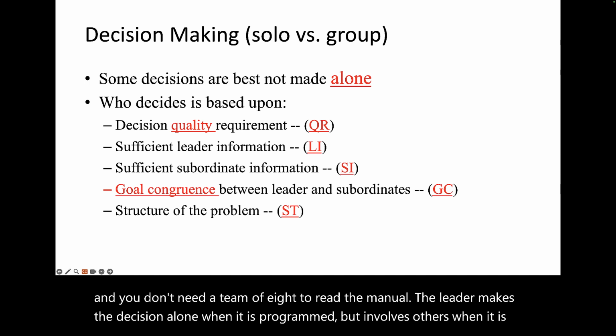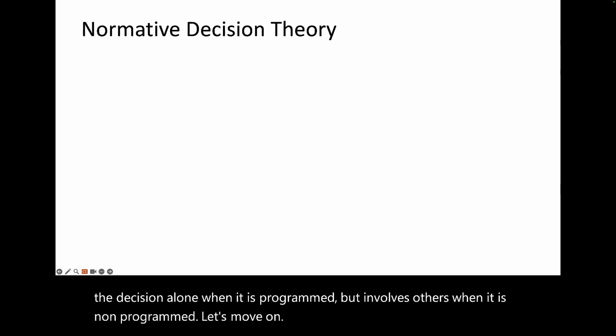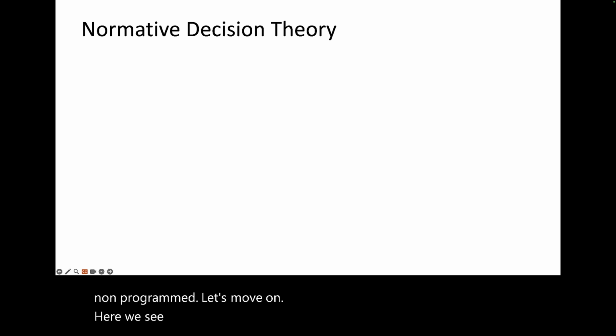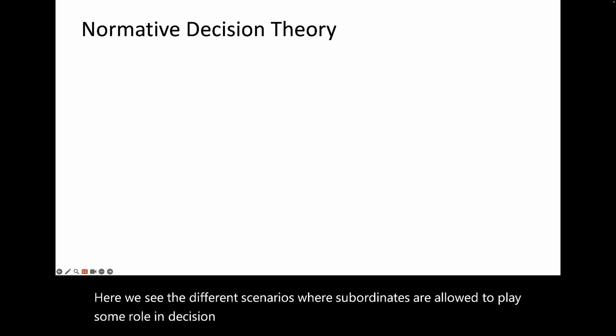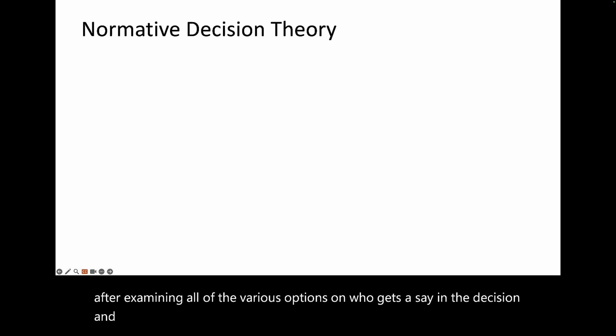Here we see the different scenarios where subordinates are allowed to play some role in decision making. This is called normative decision theory. After examining all of the various options on who gets a say in the decision and who does not, we'll map it all out. But first, let's look at the different scenarios where managers allow input ranging from none to everyone.